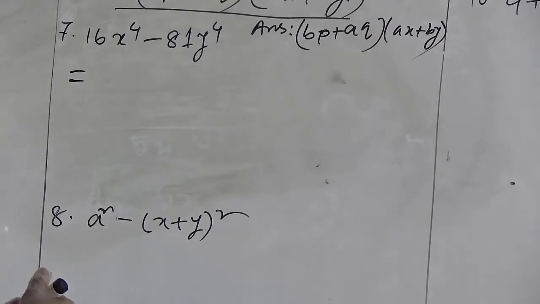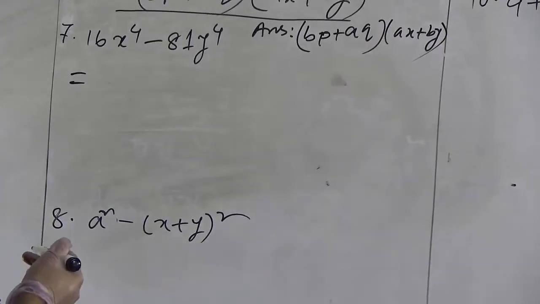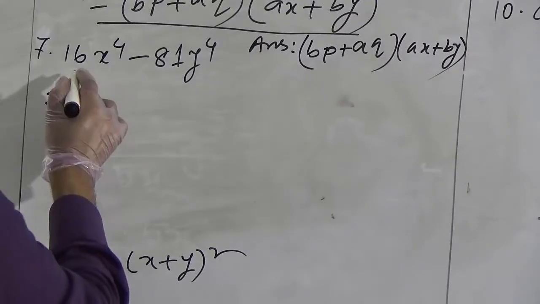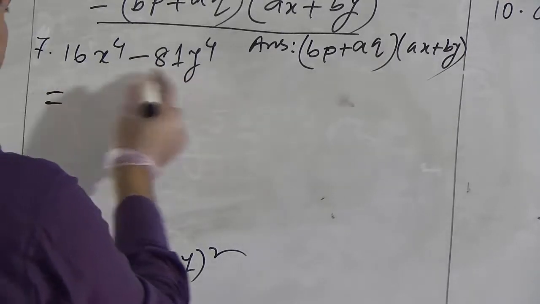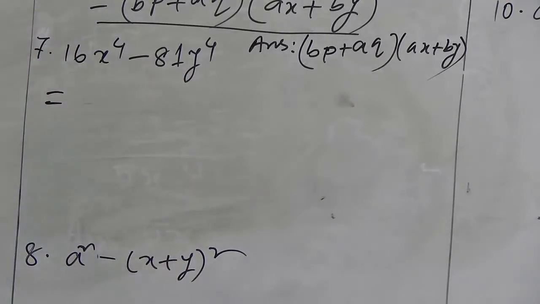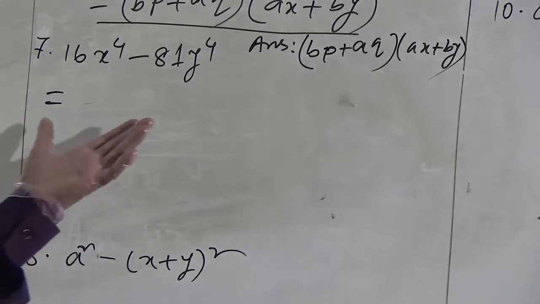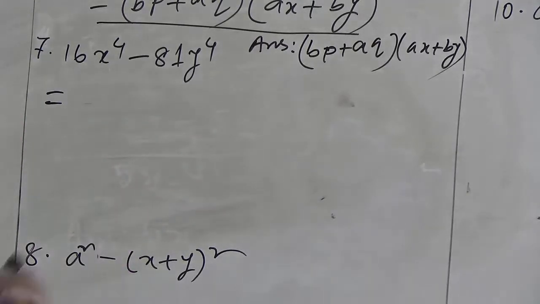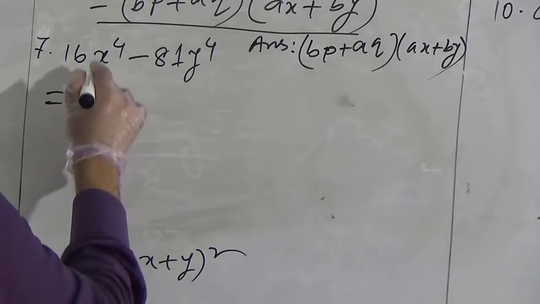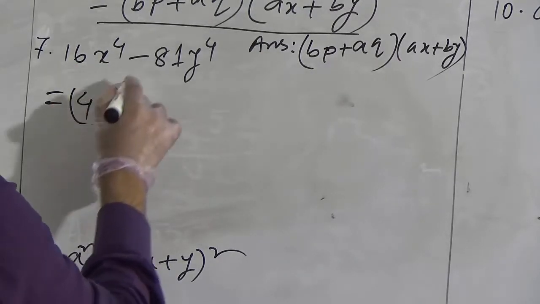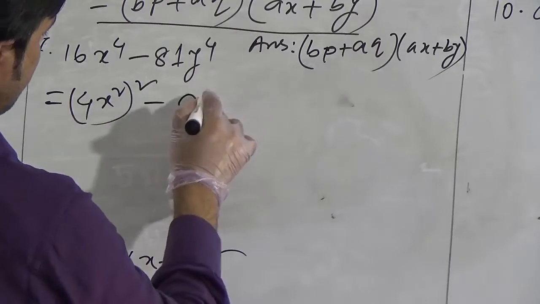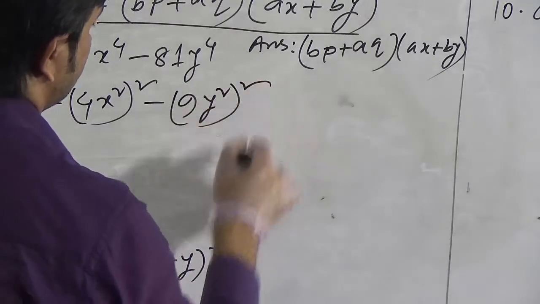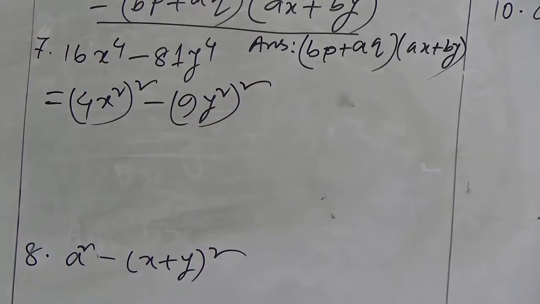16x to the power 4 minus 81 y to the power 4. We cannot take anything common here, so we have to try to apply the formula here. Now you can consider 4x square whole square, this one, and 9y square whole square is the second term.